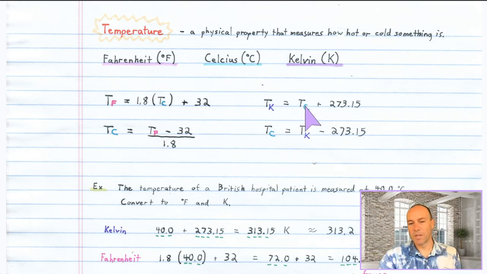To convert Celsius to Kelvin is pretty simple. You just add 273.15, and that gets you Kelvin. And to get back to Celsius, you take your Kelvin temperature and you subtract 273.15. That gets you back to Celsius. Let's see a couple of examples.